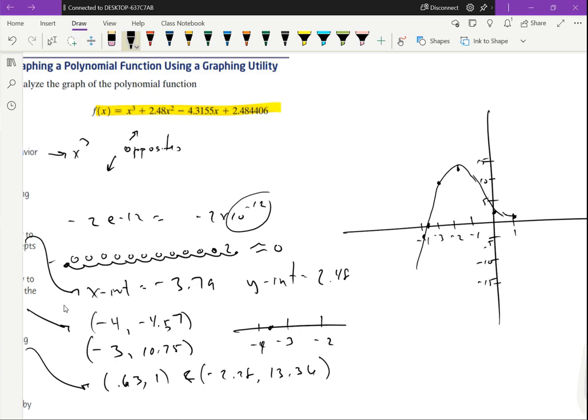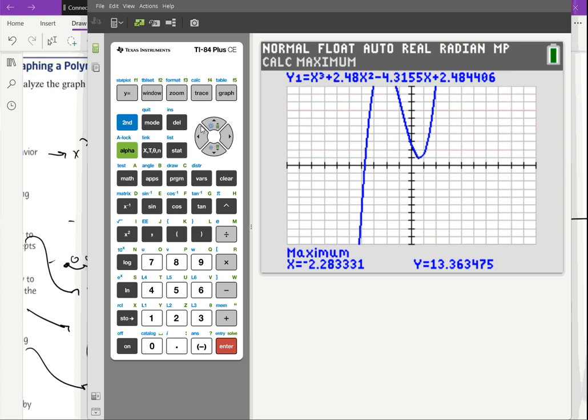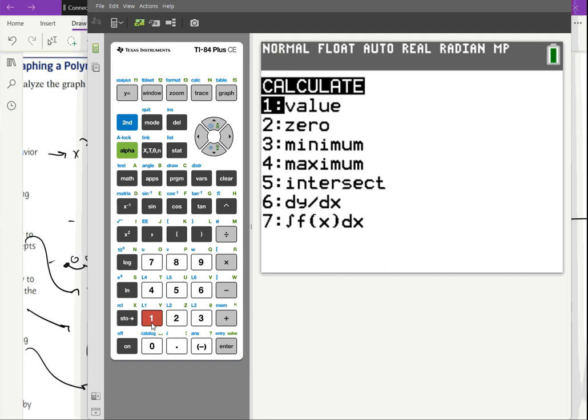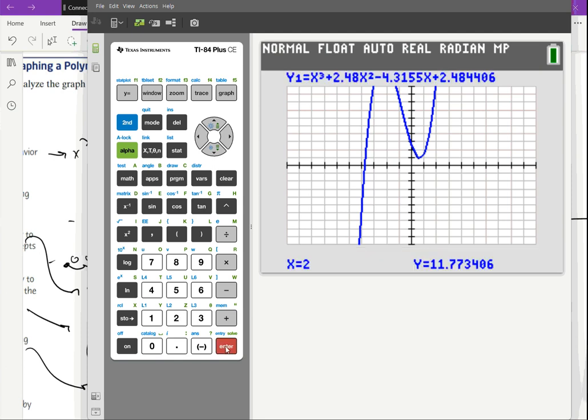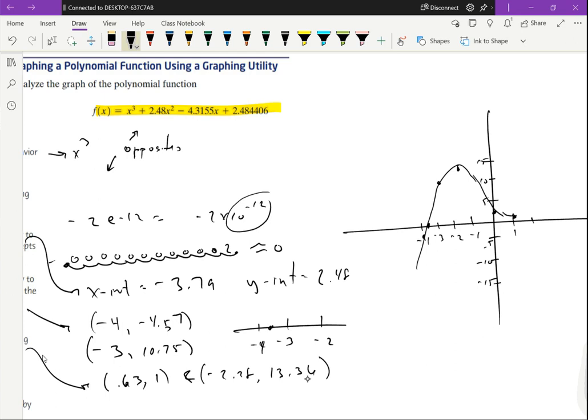You know, we should probably pick out another value. Let's pick out at 2. Okay, so at 2, let's do the second trace command. We'll do a value at 2. And at 2, we're 11.77. So f of 2 is 11.77. So at 2, we're up back here again, because that means I know my graph's going to go up that direction. So there we go.